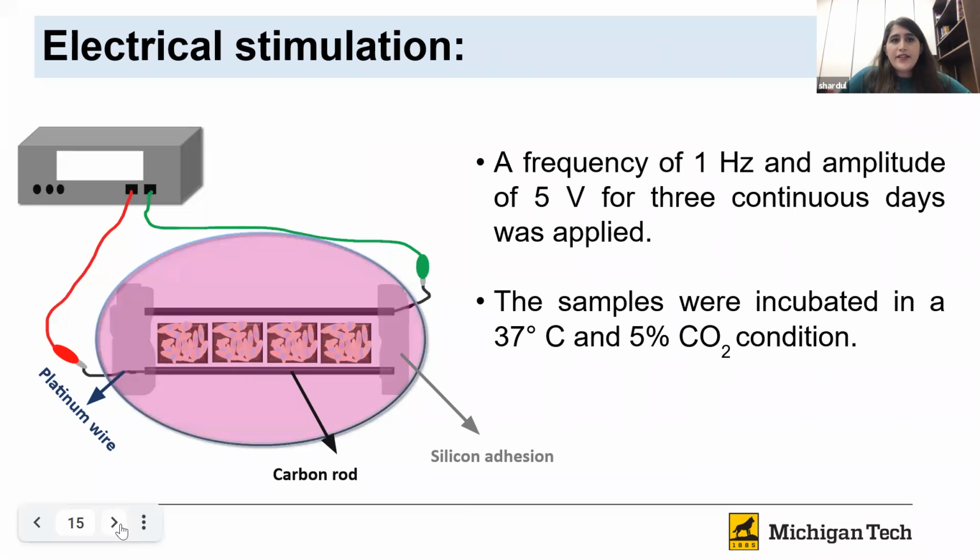Also, we applied electrical stimulation to our samples because we wanted to improve the maturation of the cardiomyocytes. We used a customized chamber, as you can see in the picture. The samples were seated between two carbon rod electrodes, connected to the voltage source. It was applied for 3 days in the incubator in culture medium.